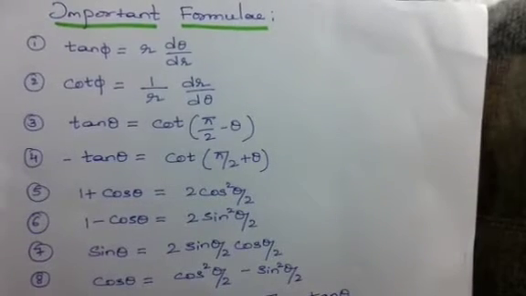Hello students, in the last class I had explained to you the angle between the radius vector and tangent to the polar curve. Now, in today's class we will take up some problems based on the angle between the radius vector and tangent to the polar curve.